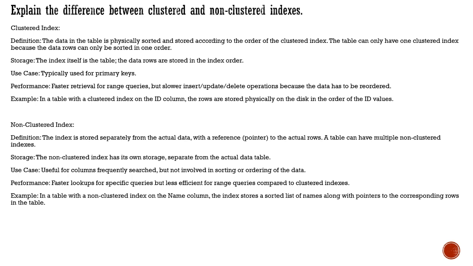Now, clustered index and non-clustered index. The data in the table is physically stored and sorted according to the clustered index. A table can have only one clustered index, because the data rows can only be sorted in one order, not multiple orders. That's the restriction. Typically it is usually the primary key, but performance-wise it affects insert, update, and delete operations because certain reordering has to happen.